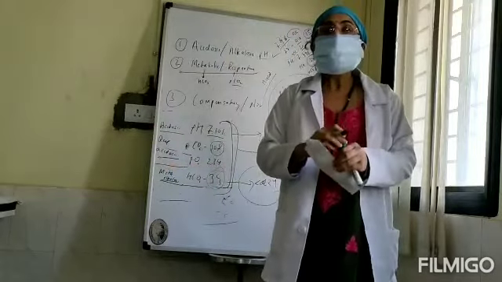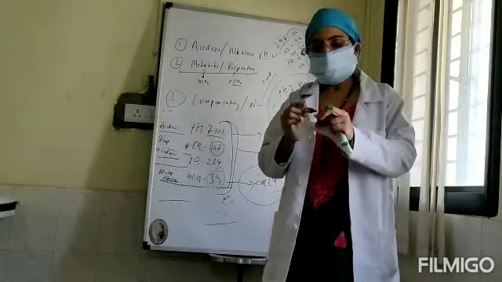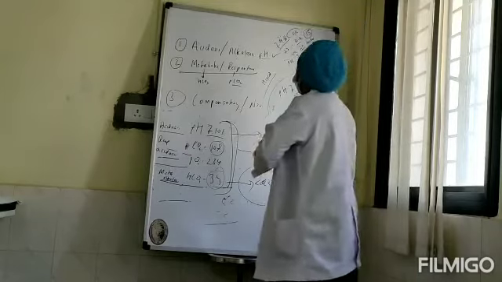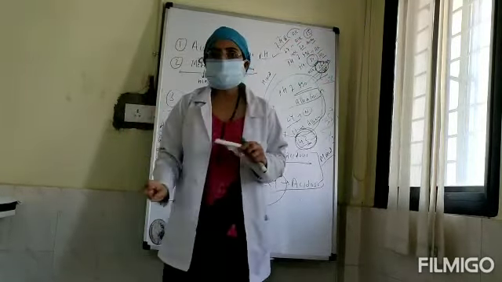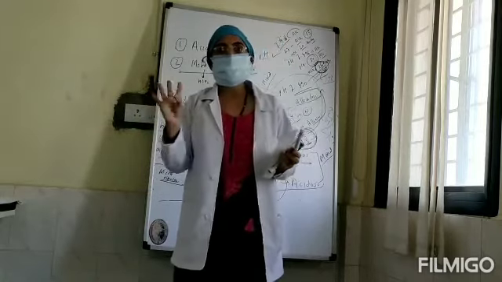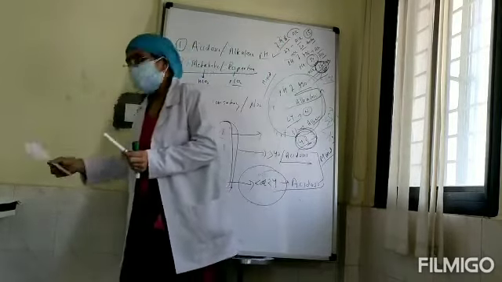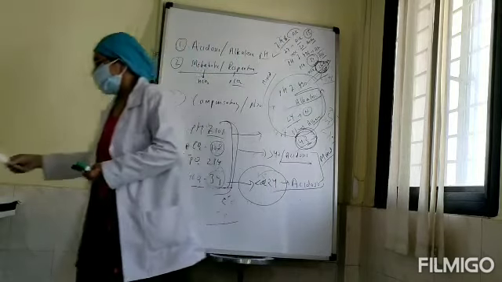So this is how we are going to interpret the ABGA. I think this is over. I think I have taken all the examples. Metabolic alkalosis we have taken, metabolic acidosis, respiratory acidosis, respiratory alkalosis. So this is about your ABGA class. Thank you very much.